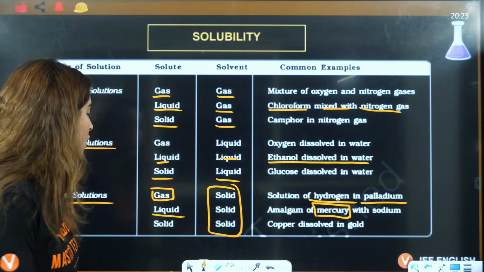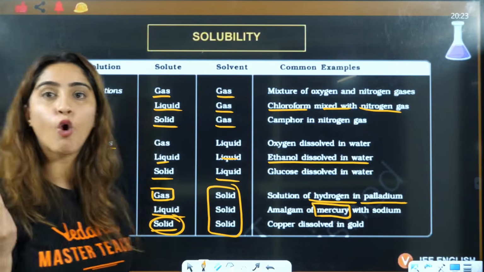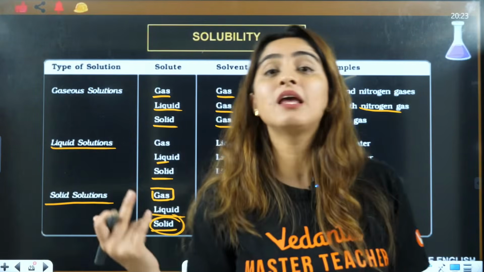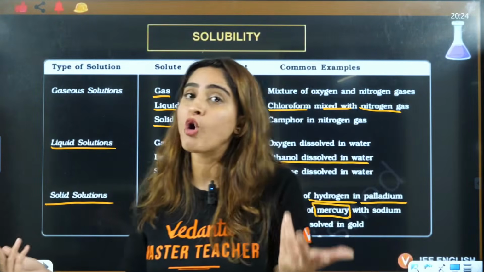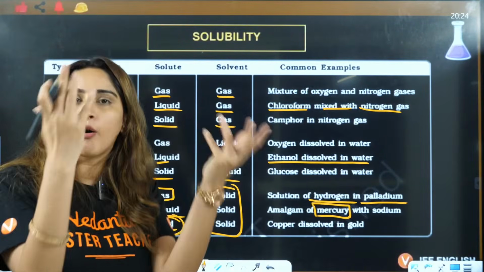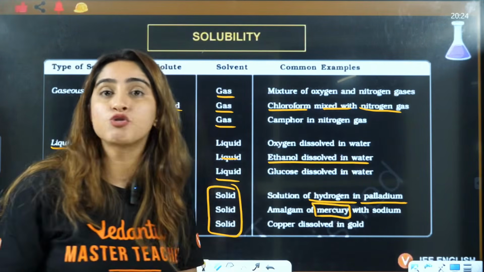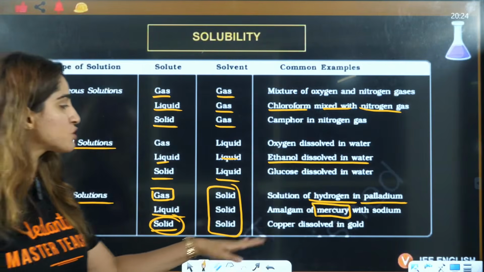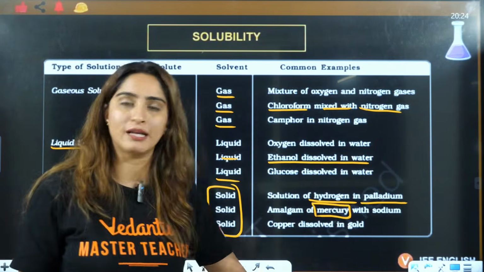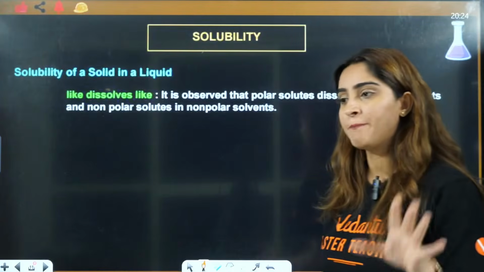Okay. Now, next is solid in solid. Solid in solid, beta: all the alloys that we have are examples of solid in solid solutions. You mix solids, you melt them, then you form a new solid out of it, like steel, everything. That is your solid in solid solution, like copper dissolved in gold. All these are solutions of solid in solid, right?